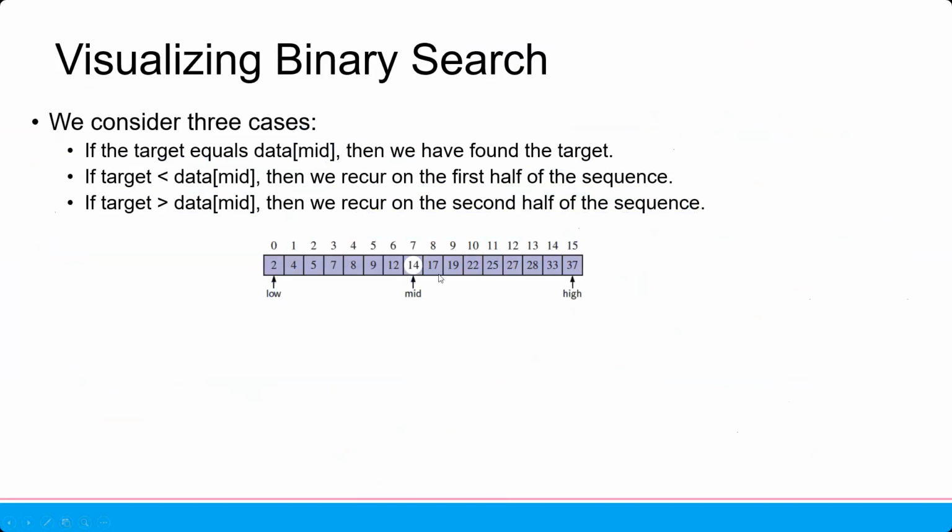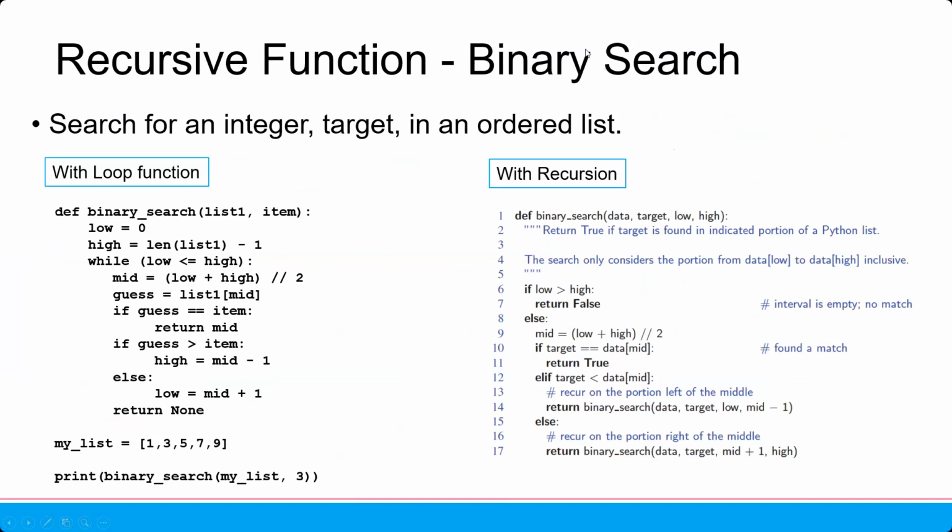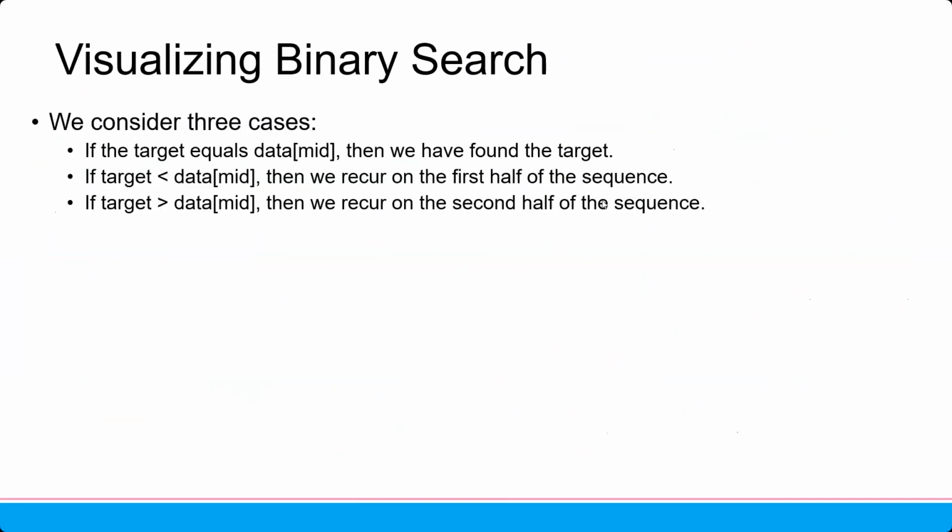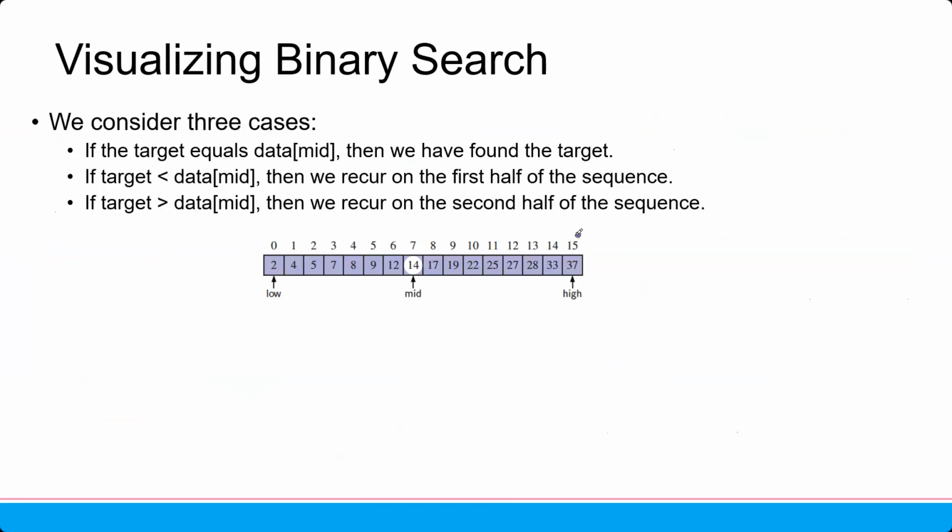So how can we get the mid? Mid equals low plus high divided by 2. This is the index, okay? 15 plus 0 divided by 2. So we know the mid is 7. And we will check. The target is 22. Is it equal to 14? Is it equal to this position? No.